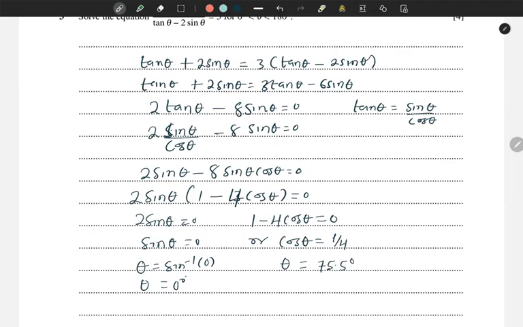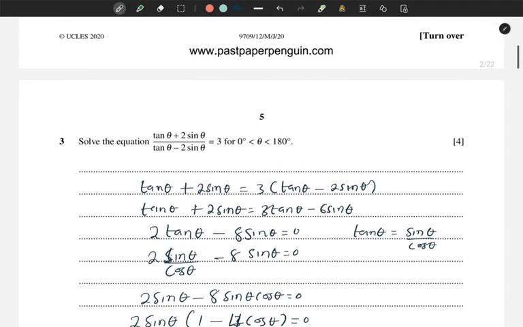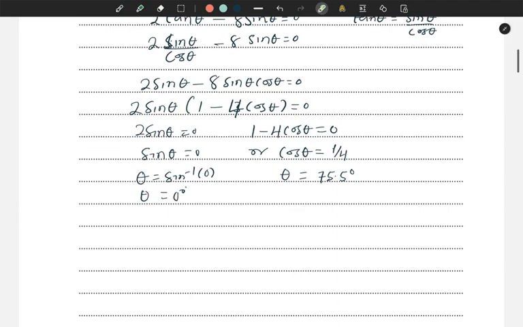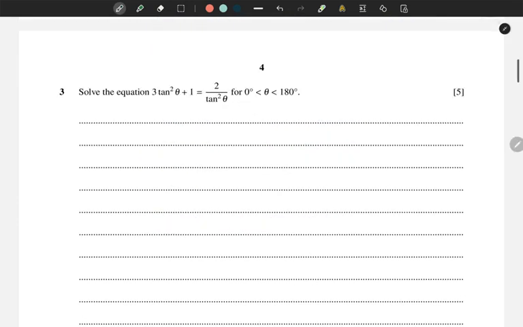Okay, so the angles are not restricted to 0 and 75 degrees, but 75.5. But you should know that whatever you are going to get must lie between 0 and 180 degrees. The remaining angles are outside 180 degrees, so that is why we have to stop here. So the angles here are 0 degrees and 75.5 degrees. Is that okay now? Okay, so moving on to the next question.